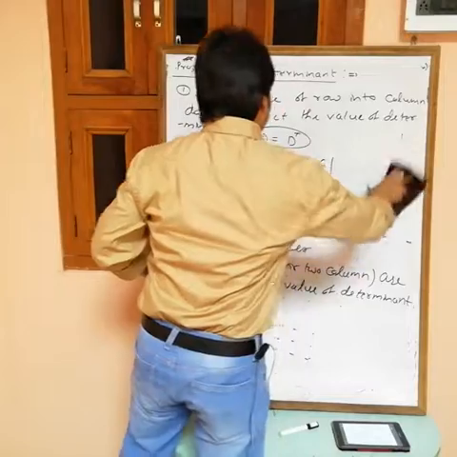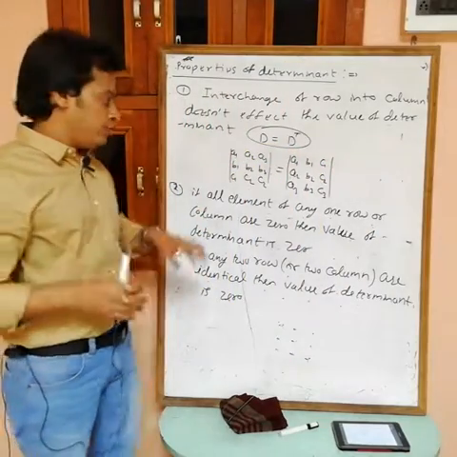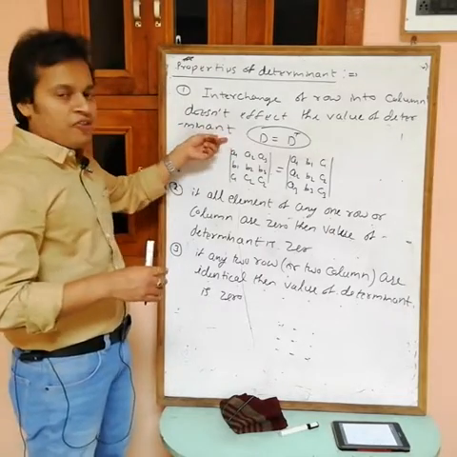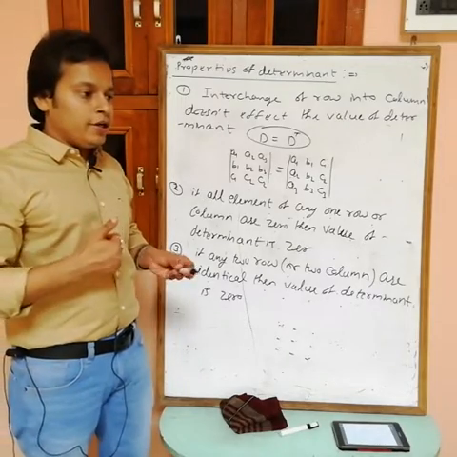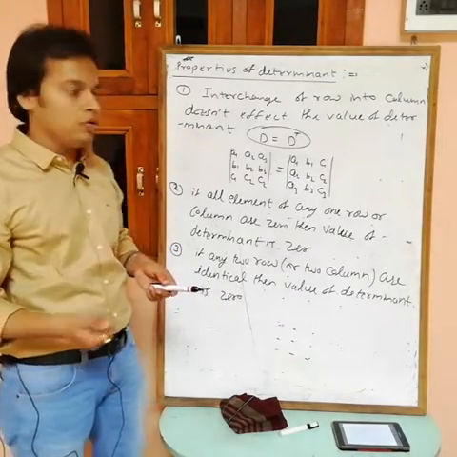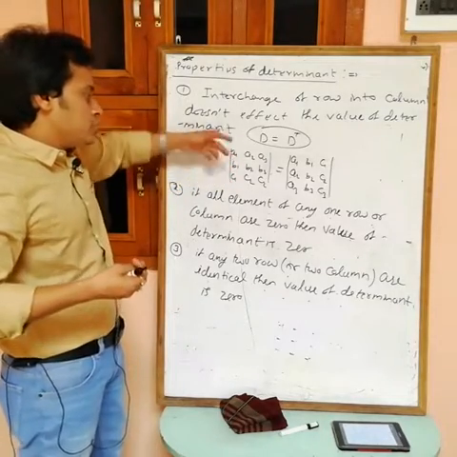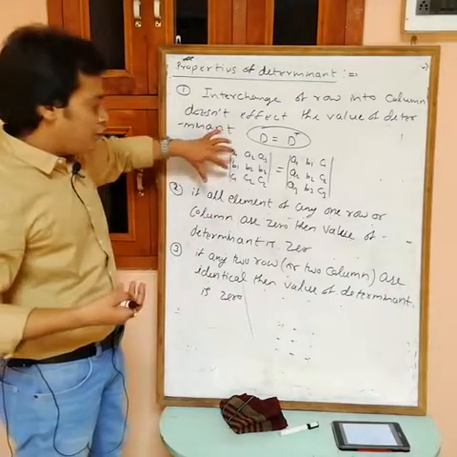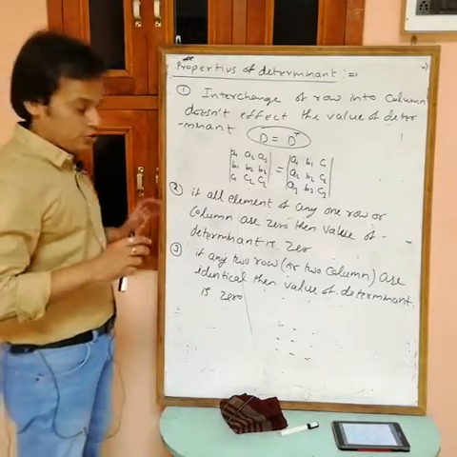Now the fourth point. If you interchange any two rows or any two columns, suppose you are interchanging R1 and R2, it means R2 at the place of R1 and R1 at the place of R2, then you will get a difference of sign in the value of the determinant. Suppose the value of this determinant is 10. If you interchange these two, then you will get minus 10. If the value is minus 10, then if you interchange these two, you will get plus 10. It means change of sign.